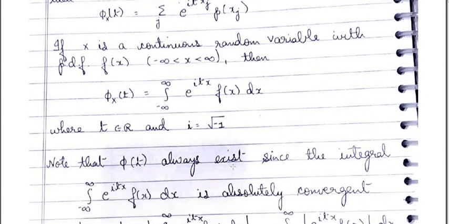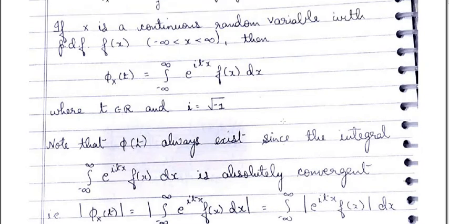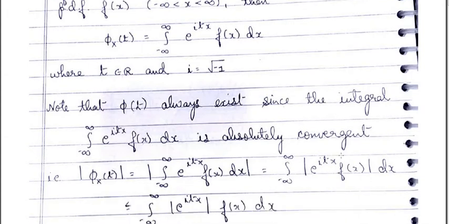Note that phi(t) always exists since the integral from minus infinity to plus infinity of e raised to itx f(x) dx is absolutely convergent. So t belongs to R means t is any real value and i is the imaginary part, that imaginary part must be root minus 1. Note that phi_X(t) always exists since the integral from minus infinity to plus infinity of e raised to itx f(x) dx is absolutely convergent.